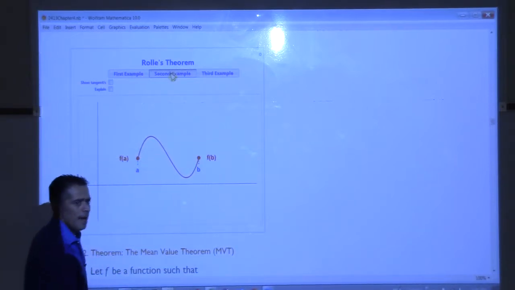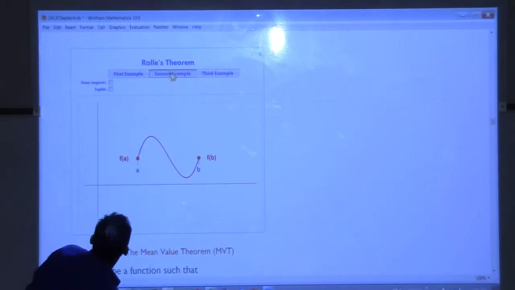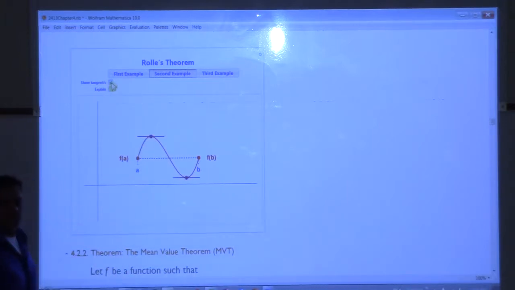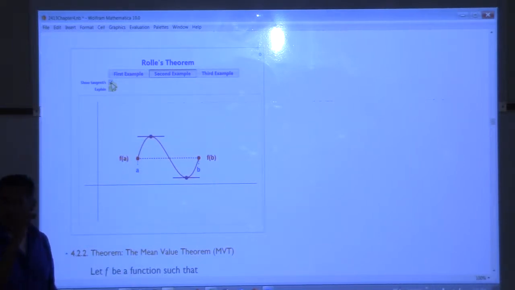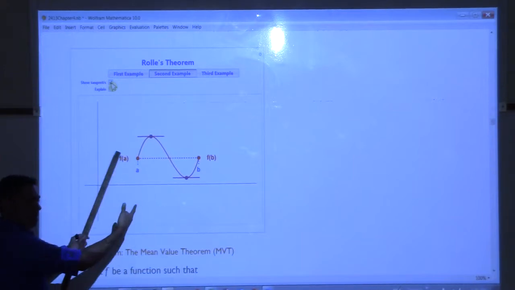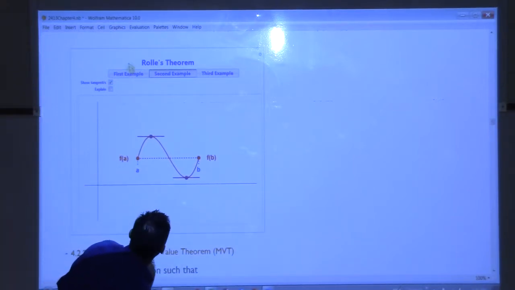And can y'all see where it happens? There's actually two places, right? It happens here and here, right? Rolle's theorem says those points are guaranteed. We're going to have at least one. You could have more than one, like in this example, but you have to have at least one point. Here, a last example.